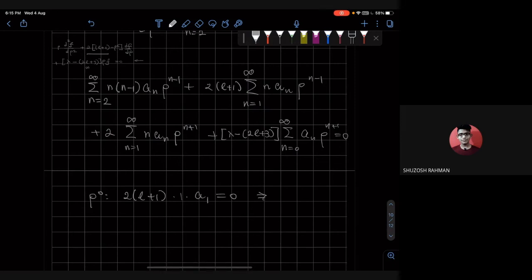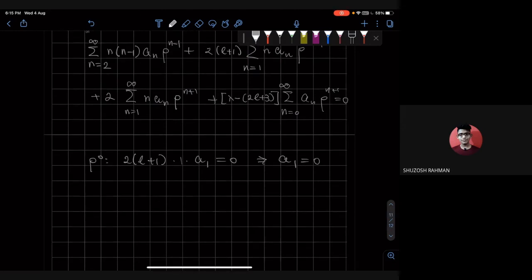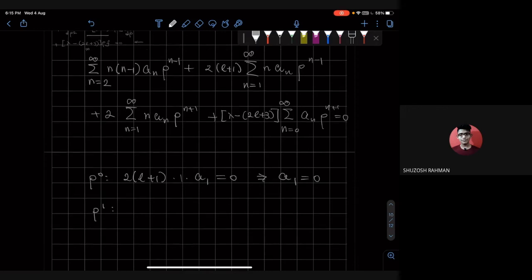A1 is 0. Right. A1 is 0. Okay. And then next we do rho to the power 1. For rho to the power 1, what should we do? Let's see. So we want to have rho to the power 1. So what value of n should we take here? We should take n equals to 2, right?